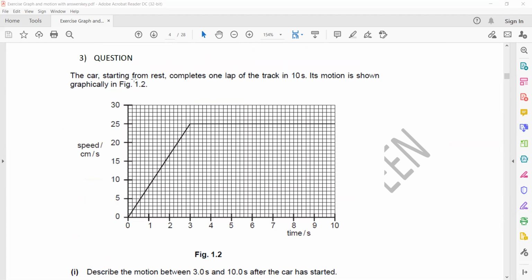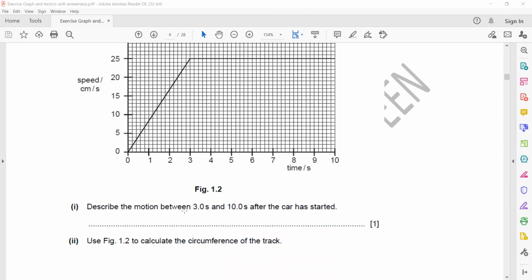In question 3, a car starts from rest and completes one lap in 10 seconds, and the graphical representation is there. Figure 1.2 is a graphical representation of the car. Basically it's a toy car. As you can see, the speed is given in centimeter per second rather than meter per second. A car completes one lap when it returns back to the starting point. So if it starts from point A, moves on the track and then returns back to the same point, it means it completes one lap. So it is completing one lap in 10 seconds.